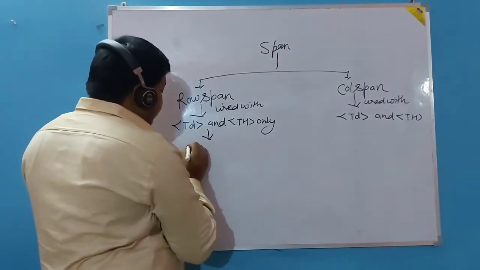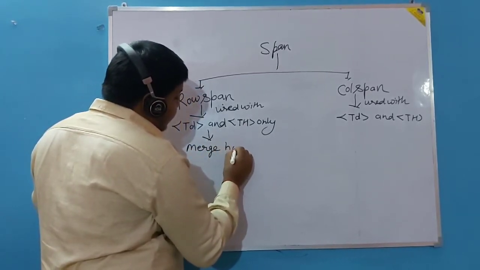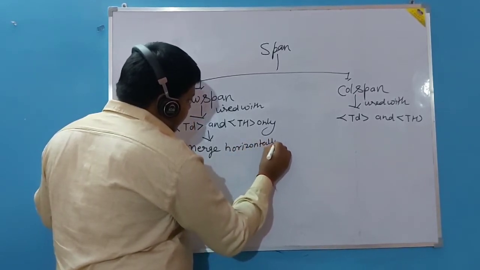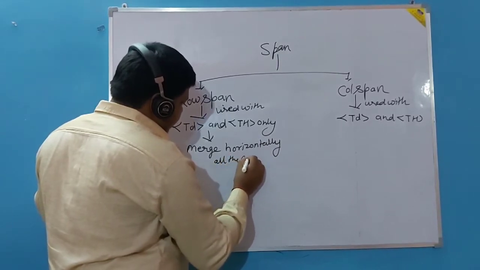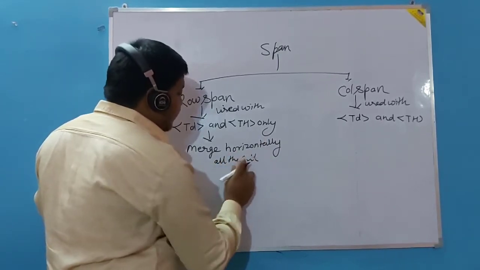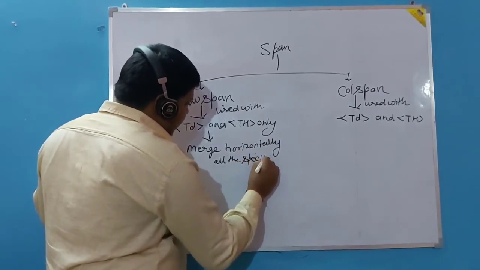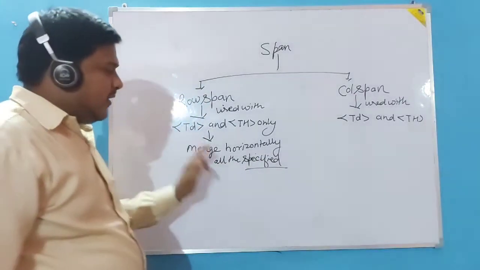Row span merges horizontally all the cells. Yes, only the specified cells which I want to merge will merge. If you don't understand and use it wrongly, it will merge all. How many we want, only that many.